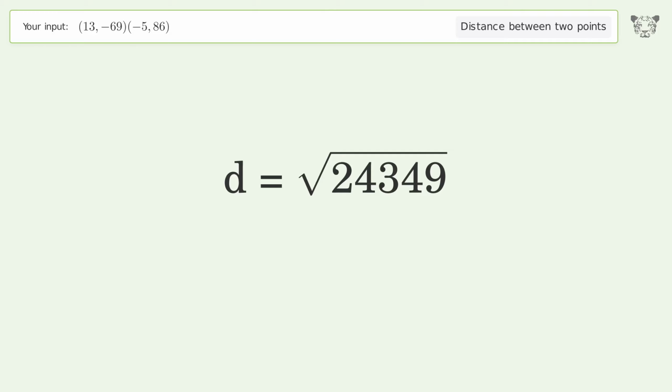And so the distance between the 2 points is the square root of 24,349, or 156.042.